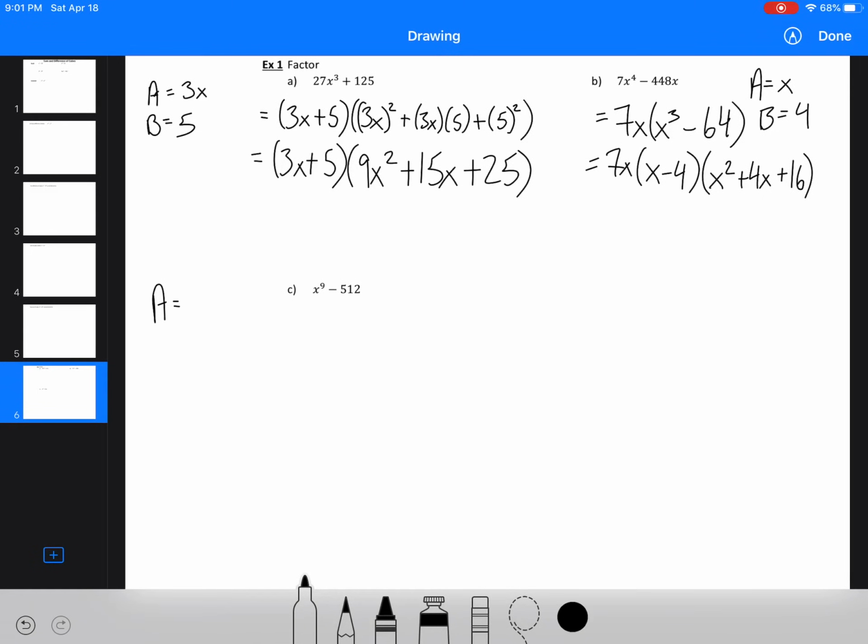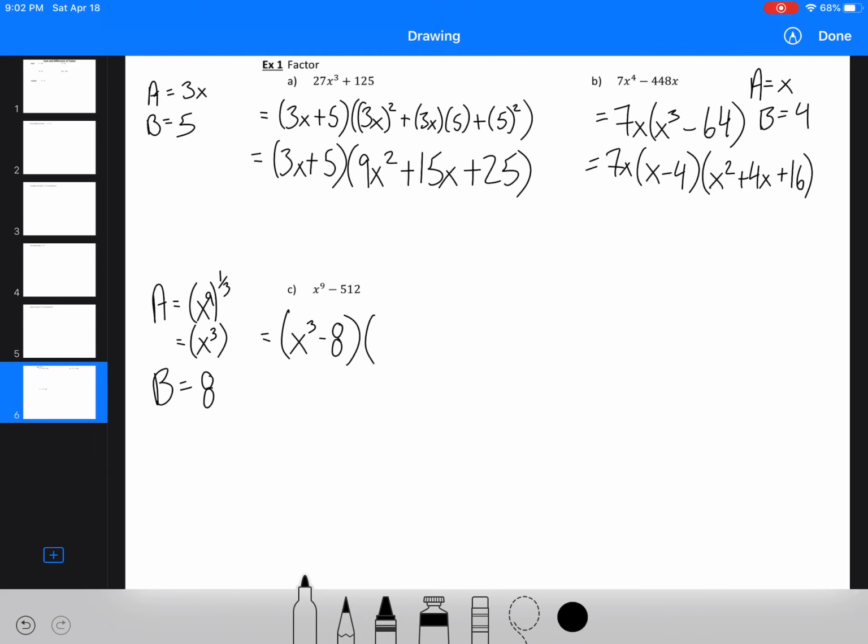Now what you have to remember is that if we were to do our a value, the cube root of that is really x to the 9 to the 1/3, which is x to the 3. A lot of people struggle with that. If you're ever confused and there's an exponent that you don't know what the cube root is, just put it to the 1/3 and then multiply your exponents. Our b value, the cube root of 512 is 8.